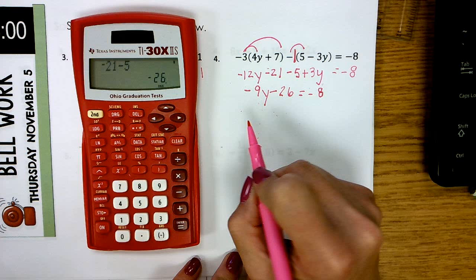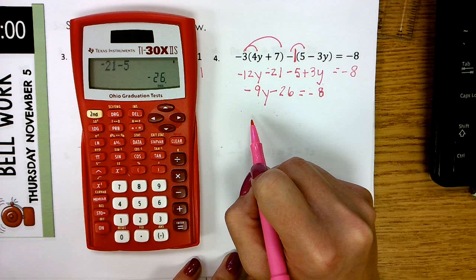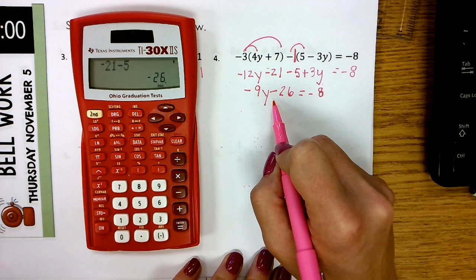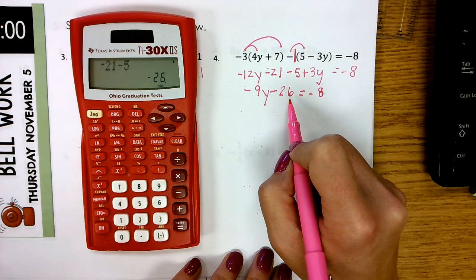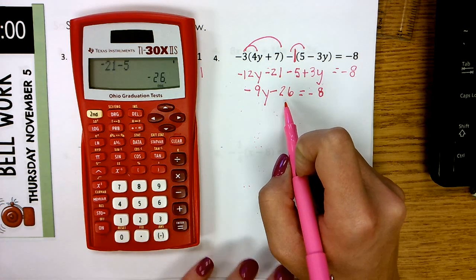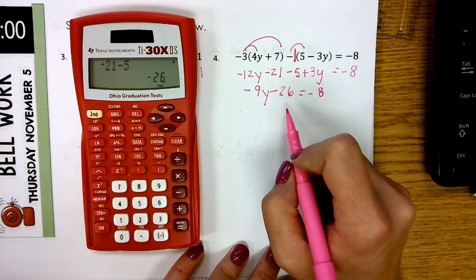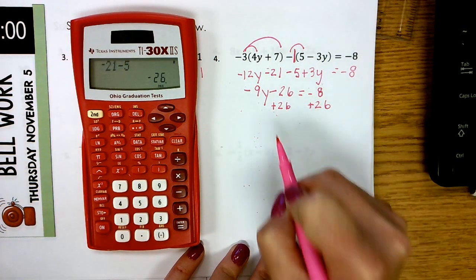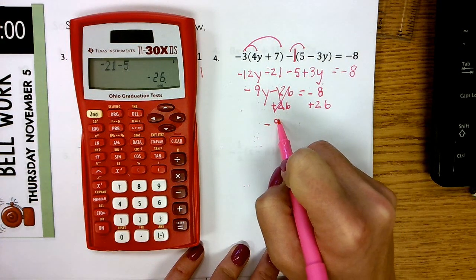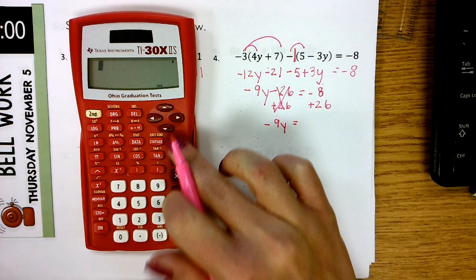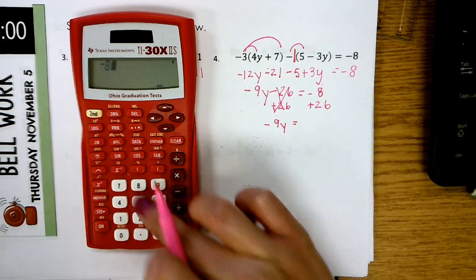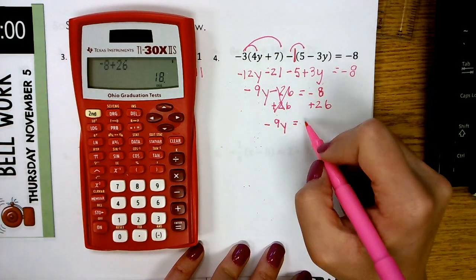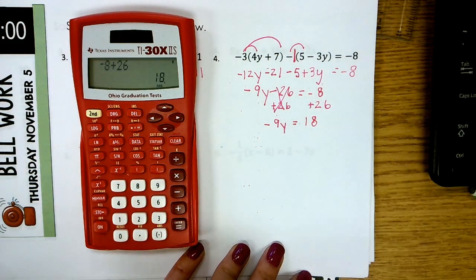Again, we want to isolate or get the variable by itself. So we're going to take this minus 26. That's like subtracting 26. So we have to ask ourselves, what is the inverse of subtraction? How do we undo subtraction? We add. So we're going to add 26 to both sides. When we do that, we get negative 9y equals, and then again, use your calculator here, negative 8 plus 26, 18. We are almost done now.